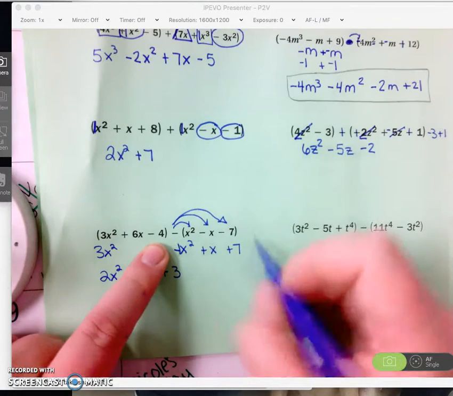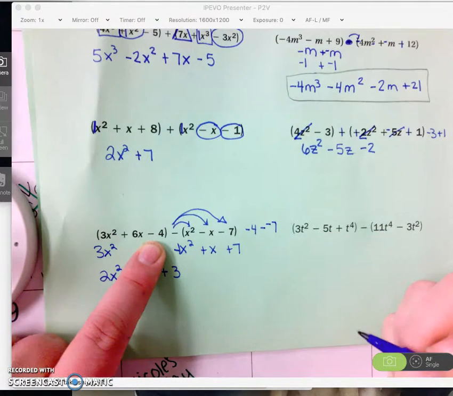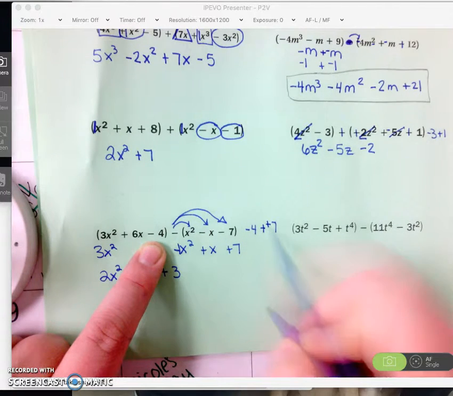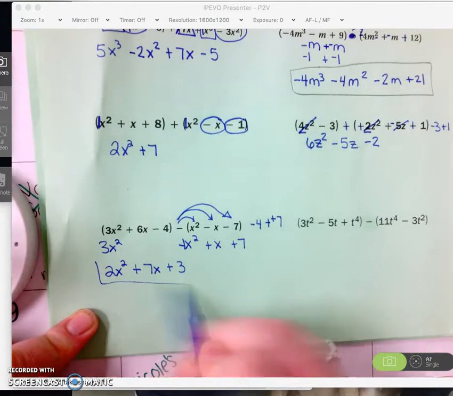Now, I could also think of this as negative 4 minus a negative 7. Minus a negative 7, which becomes plus, just like I did before. So this would be my answer.